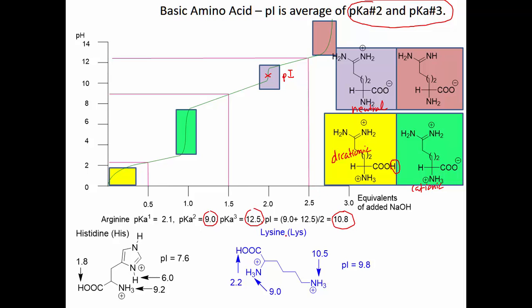Okay, other basic amino acids are lysine, which has an extra amine group, and its pI is a little bit lower at 9.8, but way above the 6 that we see with the neutral acids. And histidine has this nitrogen here that is basic in the imidazole ring, and this gives us a pI, again, quite a bit above 6 at 7.6.